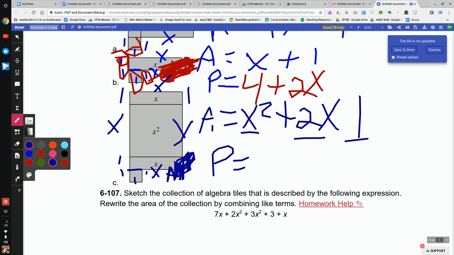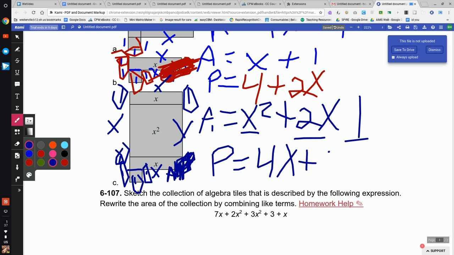So my perimeter now is 4x plus 1, 2, 3, 4, 5, 6. Again, it's not 7 because I took the minus 1 here and I took my side length that was around this blue blotch. So I have 6.